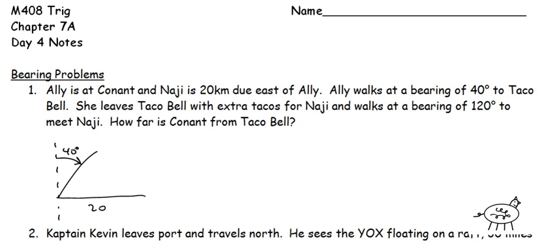She walks to Taco Bell. Sweet. She leaves Taco Bell with extra tacos for Naji. It's very nice of Allie. And she walks at a bearing of 120 degrees. So here's another dotted line. Whenever you see the word bearing, you've got to draw a dotted line. So this is what's going on here, 120 degrees. That's all the information you're given, and you're looking for this distance. You're trying to find the distance from Conant to Taco Bell. This is where Allie first started.